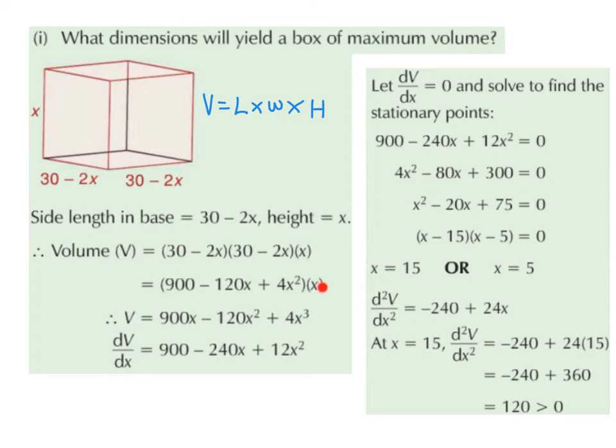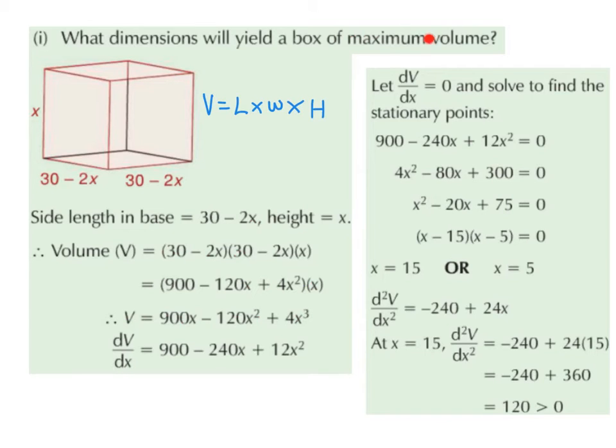We must remember to bring down the x with brackets around it because we're going to have to multiply across by the x as well. So 900 by x is 900x. Minus 120x by x is minus 120x squared. And 4x squared by x is going to be 4x cubed. So this is an equation for the volume of our cuboid. So we're interested in the maximum volume.